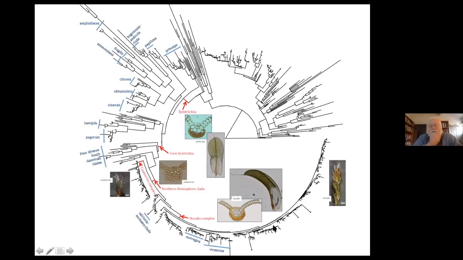Somebody was asking about Syntrichias on sand. There's a form called ruraliformis, which grows on sand, which does not come out as a group here. It may be just a phenotypic modification because it occurs several places here. The thing to call your attention to, though, is that these branches are scaled to the number of mutations that are reconstructed to have occurred on them. And you can get a rough idea of the age of a group, very rough, by looking at the number of changes that have had time to accumulate.